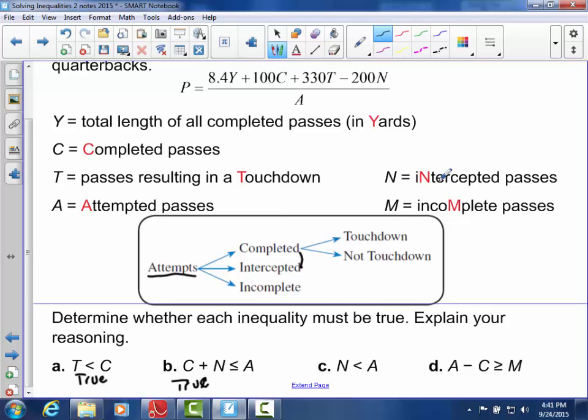N, our intercepted passes, would be less than our A, which is our attempts. Again, similar reasoning to C plus N being less than or equal to A, we would expect our intercepteds to be less than our attempts. Now, I suppose it's possible to have a quarterback who's just really, really bad, and we could also say that would be equal to there, but I really think they would have taken him out and put in a new quarterback at that point if that was the case.